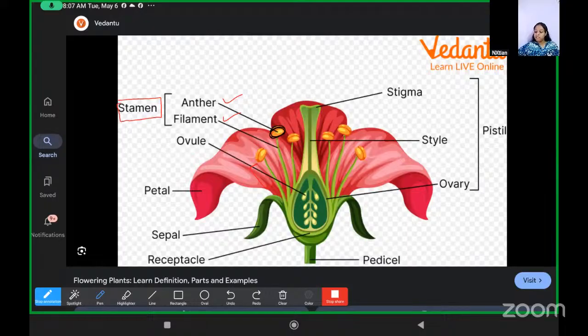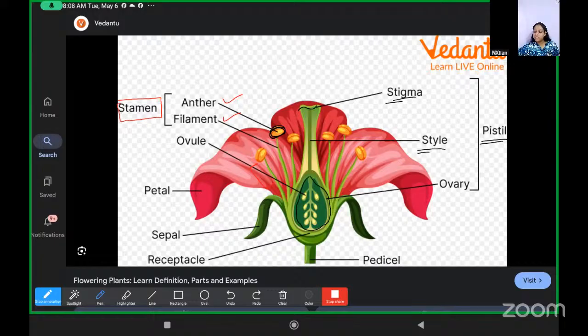Then there is the female part, known as pistil. Altogether, we call it pistil. This pistil has three parts. Stigma means the opening at the top. Style means the neck of the tube, and ovary means this portion. This inside portion is known as ovary.